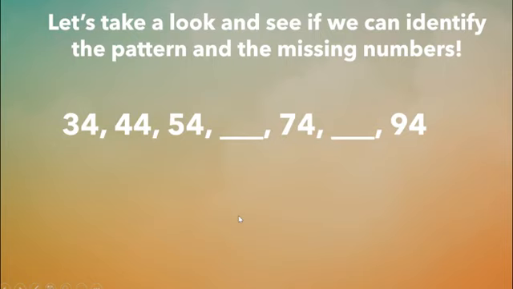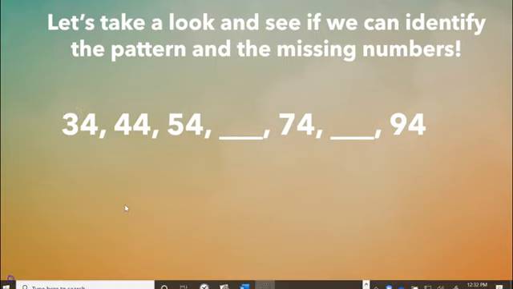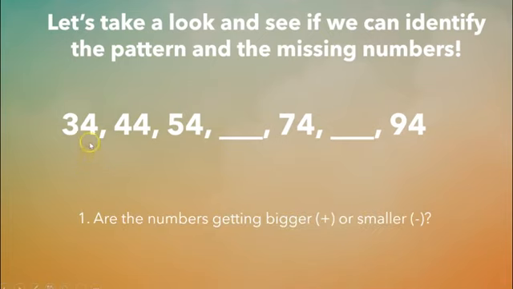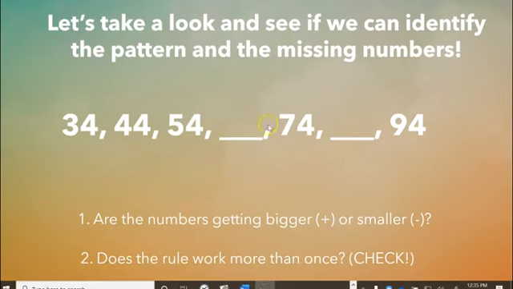So here I've got a set of numbers, and I've got some blank numbers here that I need to fill in, but I don't know what the rule is. I don't know what is happening to the numbers so I can get to the next number. And I want to see if the numbers are getting bigger or smaller. To get from 34 to 44, the numbers are getting bigger. 44 to 54, I'm noticing that the numbers are getting bigger as we're moving along.